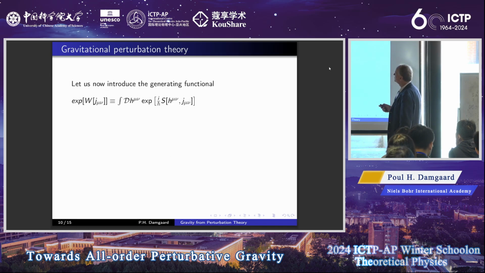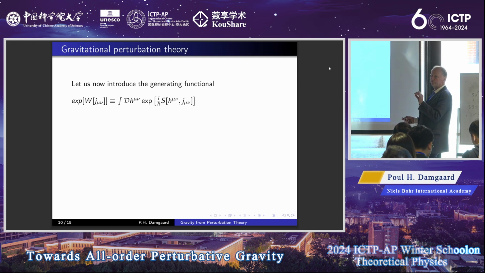So let's now introduce a generating functional of this object, which has the explicit source. As you remember from your quantum field theory course, if you do the path integral over h mu nu, you define that to be the exponent of this W of J, a W of the source, which is a generating functional of connected Green's functions.